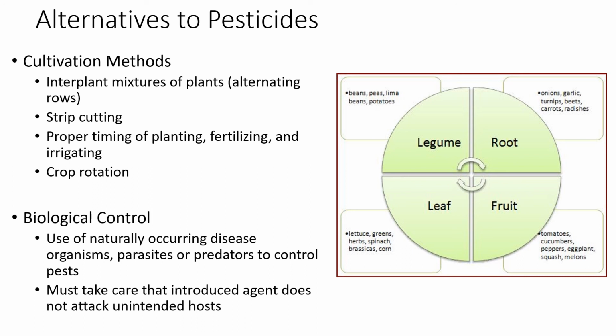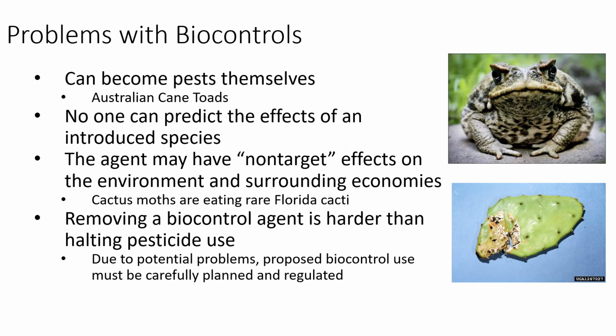Moving on to biological control. Biological control is basically using some sort of natural predator or parasite or disease to control our pest organism. But you need to take care that the agent doesn't attack any unintended hosts so that it doesn't ripple outwards. Biological controls are great, but the problem is that they can become pests themselves.